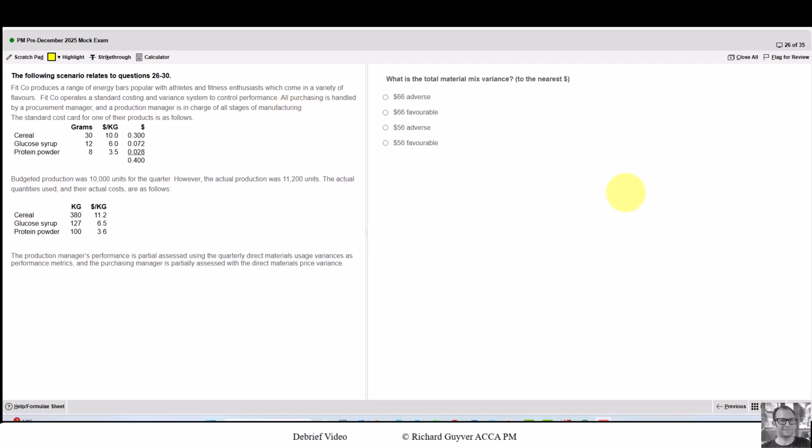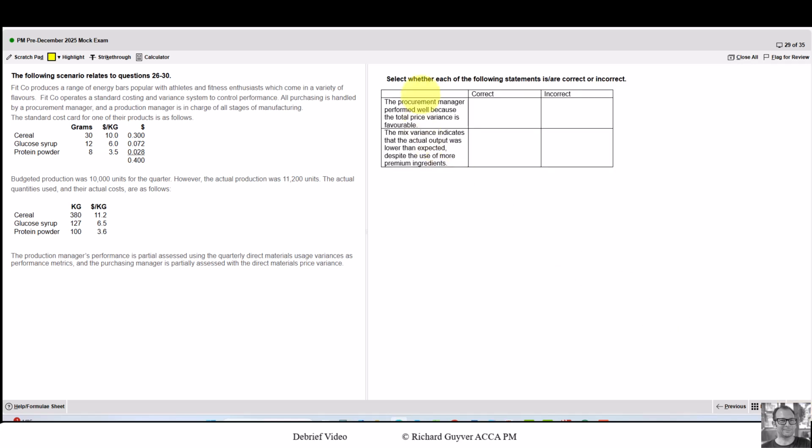On to FitCo, the third of the Section B questions. We can see instantly we've got a variance calculation, material mix variance, and total yield variance, and material usage variance. This one initially looks like an outlier, but I'm less keen because it's stating some facts. The total price variance is favourable. I'm not sure if it is. So I would leave this one and do this as part of the normal process.